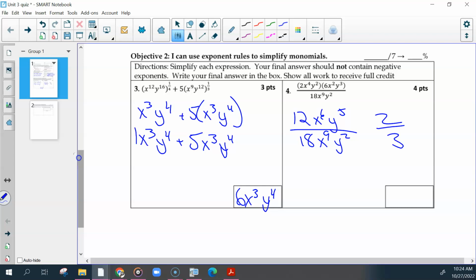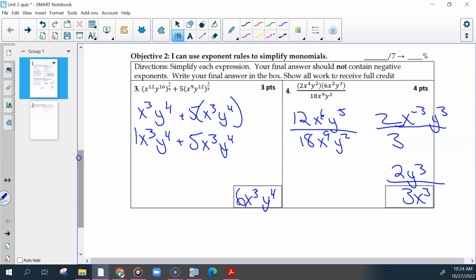Some of you did this part and then did the final answer. This should be 6 minus 9, but when you're writing it, put it in your numerator first. Some of you were putting it in your denominator and then flipping it, which is why that ended up being wrong. And then y to the third. So our final answer should be 2y to the third all over 3x to the third.